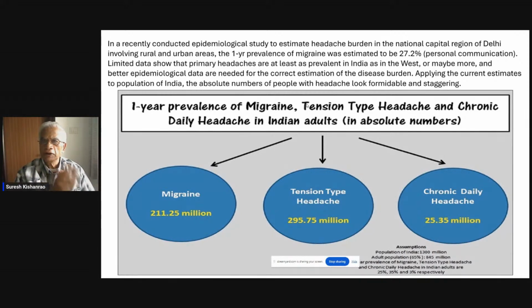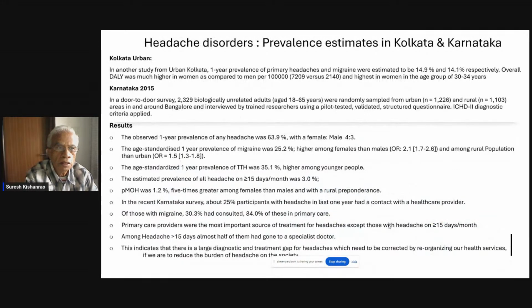Now, one of the studies done recently at the All India Institute indicates that India has in a year about 211 million migraine cases and nearly 300 million tension type headaches. As I told you, globally migraine outperforms tension type, but in India it is the reverse, and about 2.5 crore people even have what is called chronic daily headache for at least 15 days per month. There are multiple studies showing similar information both in West Bengal and Karnataka.